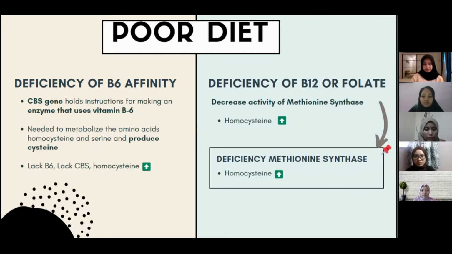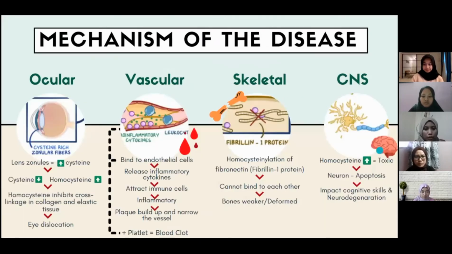Next, for the mechanism, as the homocysteine level increases, there are 4 major parts that get affected by it, which are the ocular part, the vascular part, or specifically the blood vessel, the skeletal part, and lastly the central nervous system. Consequently, damage to these major parts will then lead to most of the symptoms of this homocystinuria disease.